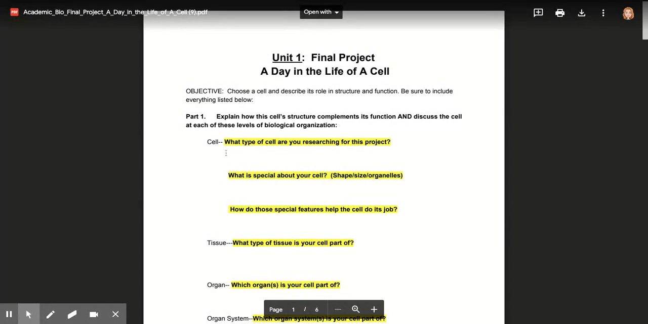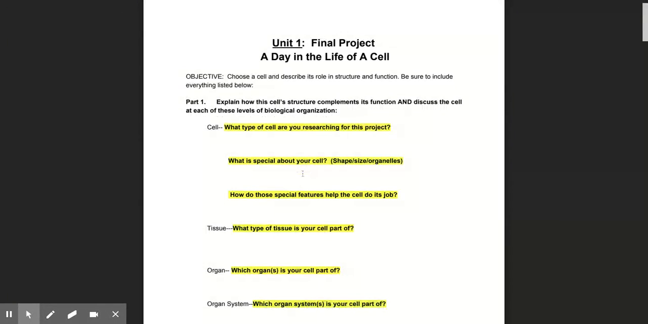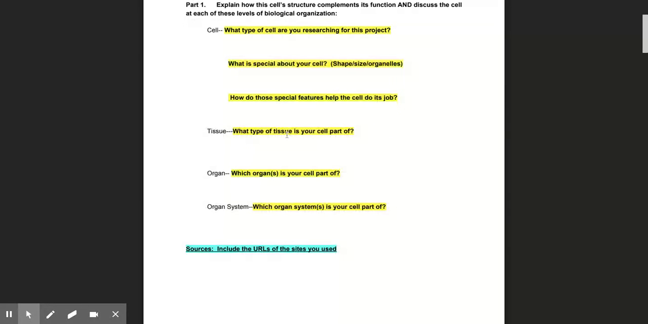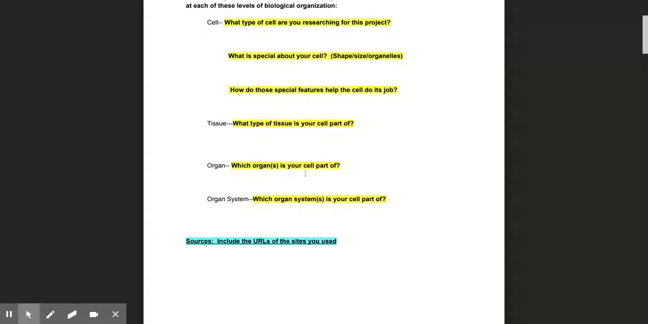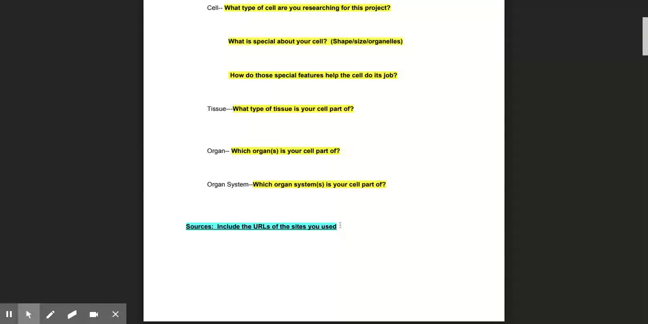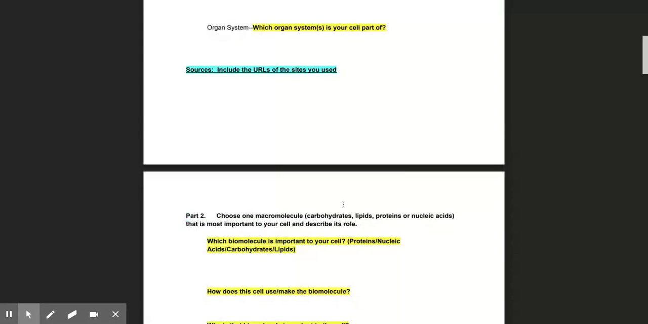So that is kind of this first set of questions here. These are things you want to answer in your project. You want to talk about what type of tissue the cell is a part of, what organ and what organ system, and you want to include websites, URLs that you used for your research.